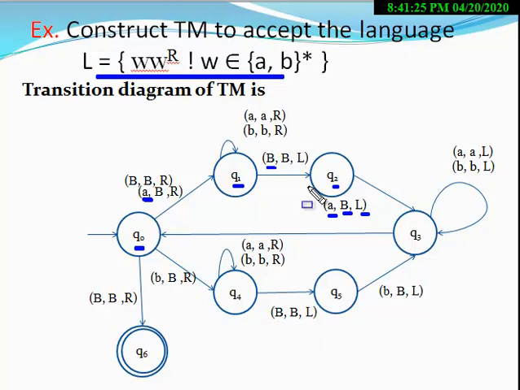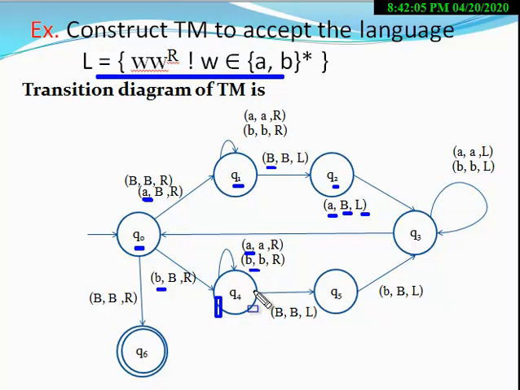Next, if the tape symbol B appears, then this path will be followed. Similarly, when tape symbol B meets in the tape, the machine changes its state from Q0 to Q4 state, and at the Q4 state, when the tape symbol A or tape symbol B appears, the machine only moves in the self loop. In this self loop, the machine only moves in the right direction when tape symbol A or tape symbol B appears.